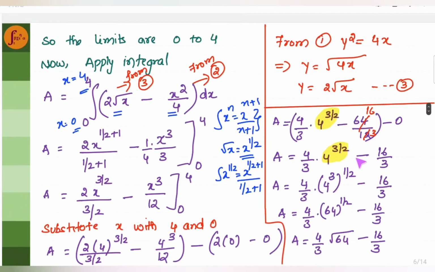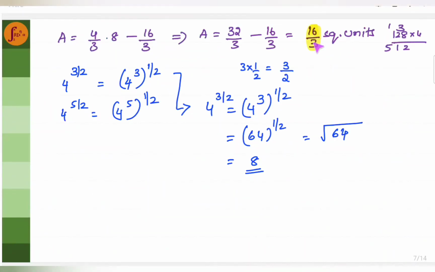So coming back to the calculation here. After splitting, you're going to get 64 to the power half, which is nothing but 8. So 4 by 3 into 8 minus 16 by 3. Now when you simplify, you're going to get 16 by 3 square units. So this is the area.